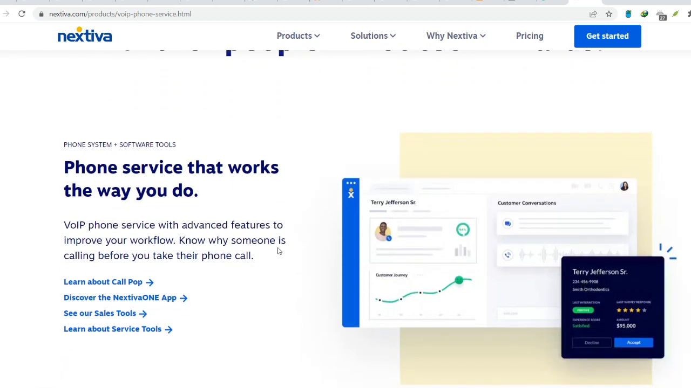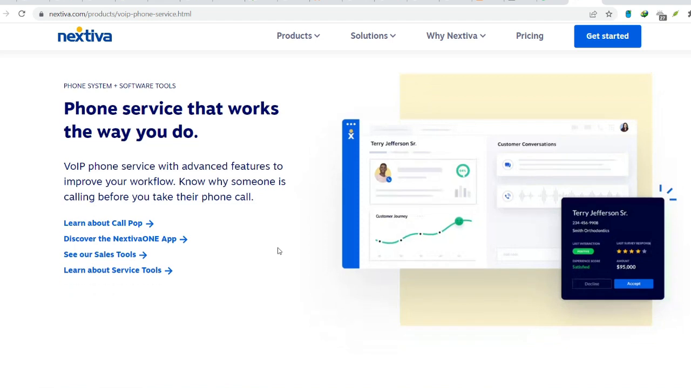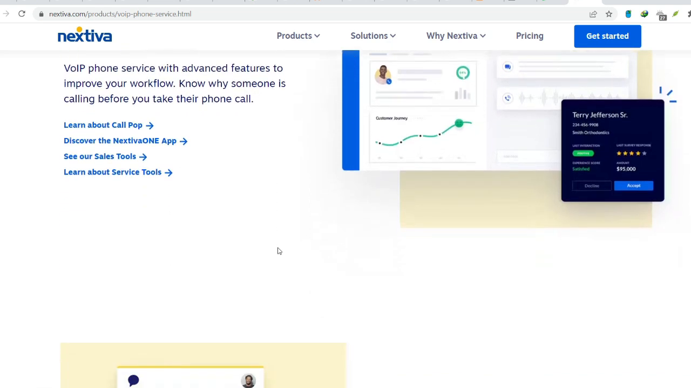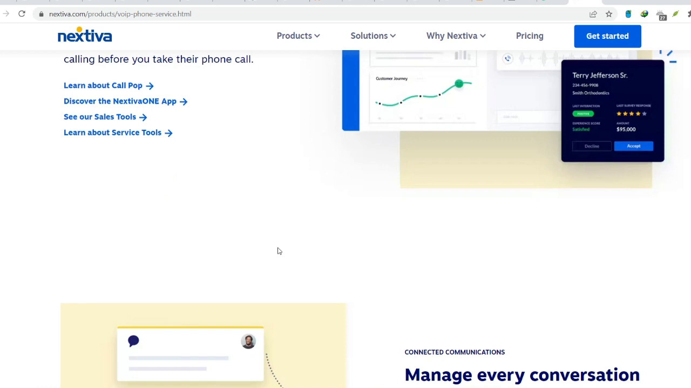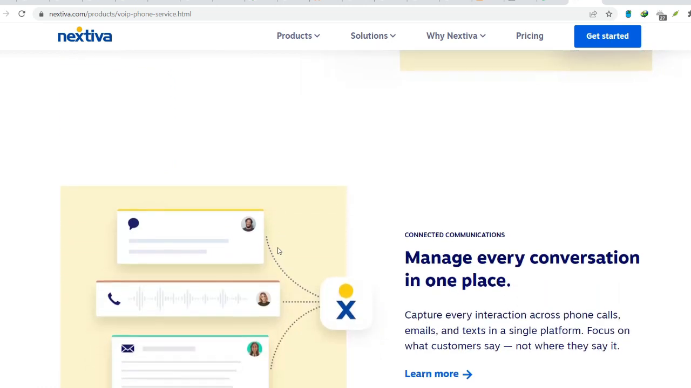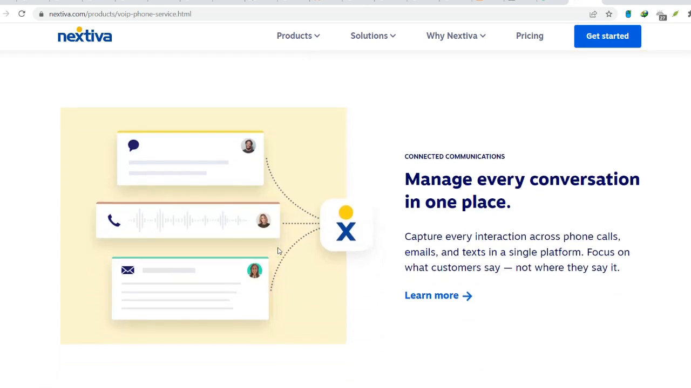Preparing for cancellation. Before initiating cancellation, take these steps to ensure a smooth transition. Find a new provider. Research and choose a new communication service provider that aligns with your current needs. Porting phone numbers. If you want to keep your existing phone numbers, initiate the porting process with your new provider. They will handle the communication with Nextiva.